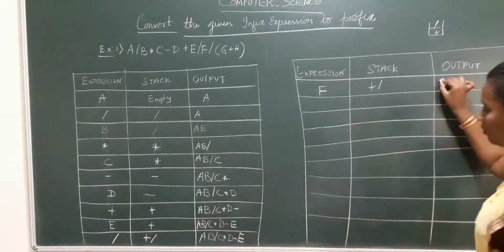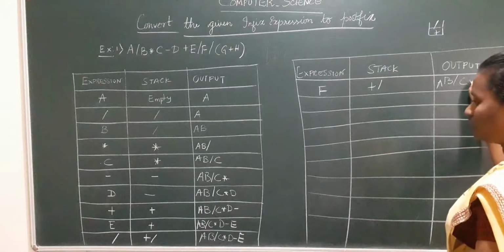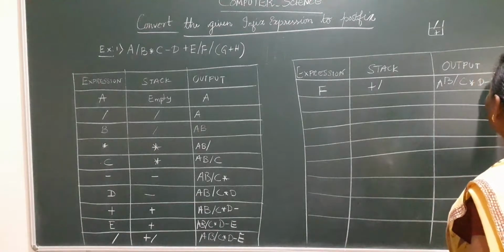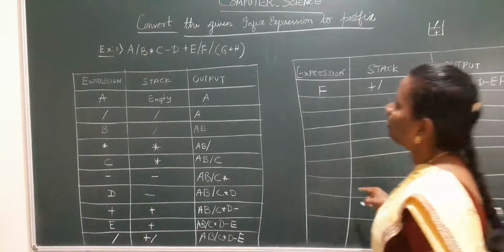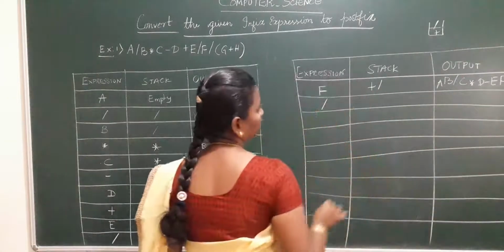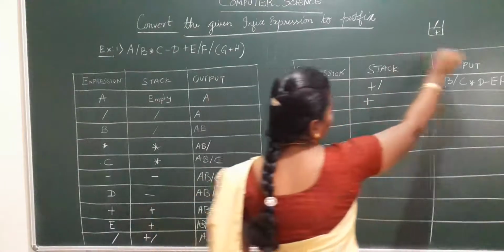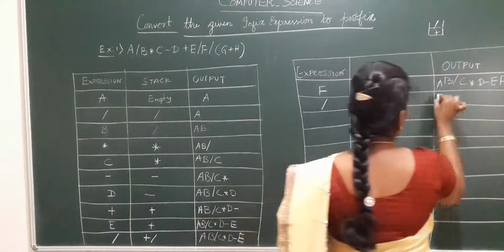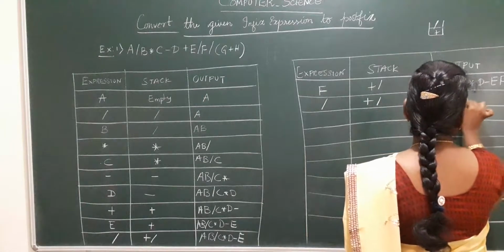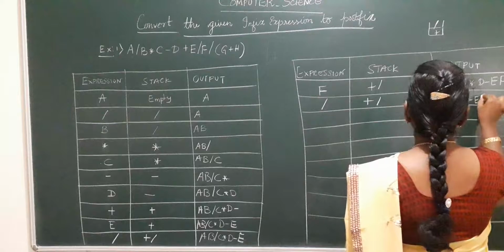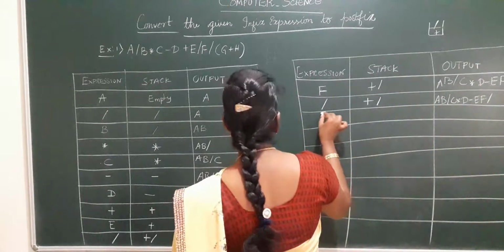What is there in your output? A, B, slash, C, star, D, E, then minus E and F. Okay. Next I have again a division. So this division I will pop out. This division will stay. A, B, slash, C, star, D, minus, E, F, slash. Okay. Next I have bracket.